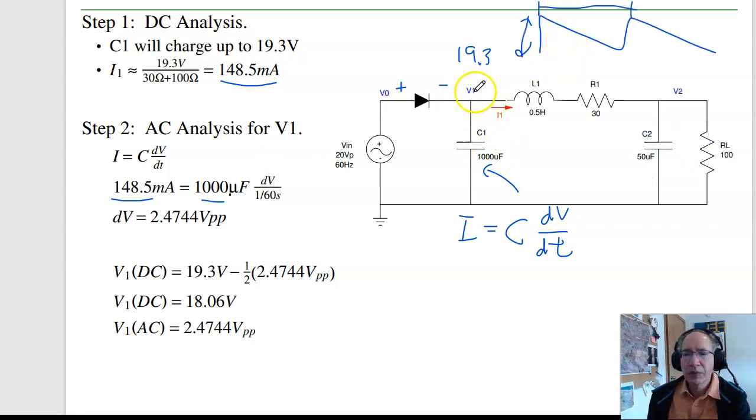So the net result is, to know the signal at V1, it is DC voltage. Well, the ripple is 2.47 volts. The DC voltage will be the peak minus half the ripple. So it will be the 19.3 minus half of 2.47 volts, 18.06 volts on average. That's at V1.